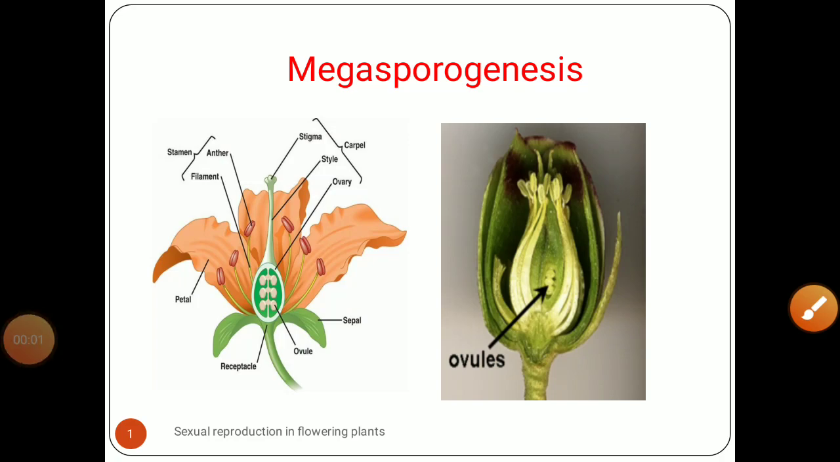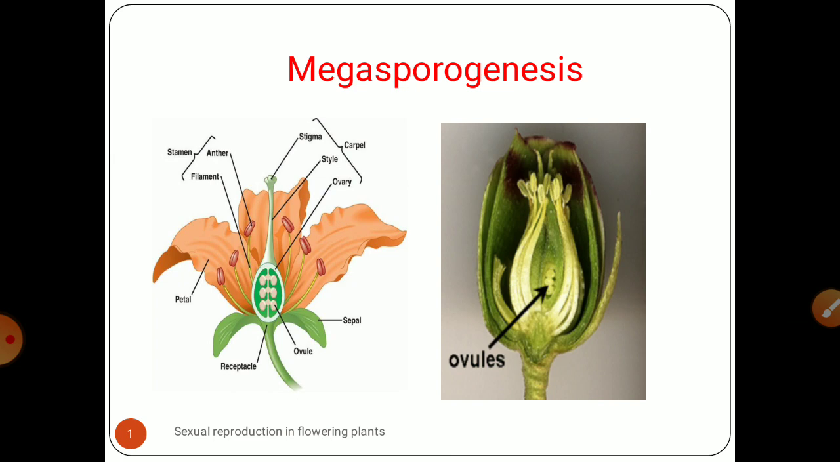Hello everyone. Today we are going to discuss megasporogenesis. In the previous video we discussed microsporogenesis. These two events come under pre-fertilization events, where gametes are formed. Genesis always means synthesis, where gametes are formed. So in this video we are going to discuss the formation of the female gamete.